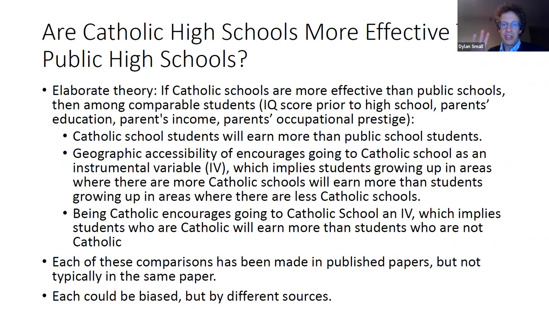Then we thought, what are other consequences of this being true? Another consequence is that if you live close to a Catholic school, you're more likely to go. So students living in areas with more Catholic schools were more likely to go to a Catholic school and earn more because they went to one. And the third is an implication of assuming that going to Catholic school does increase earnings.